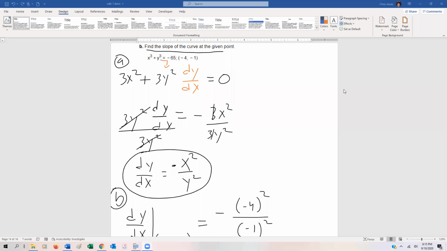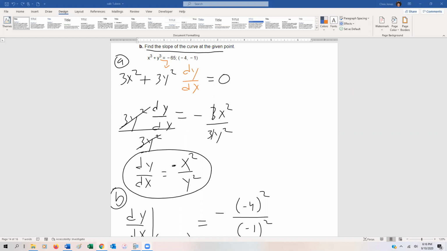Before we move on to the last two examples, I did want to show you that there is an online grapher that's really nice and easy to use that can help you to graph these relations. And so let's take a look at this one, x cubed plus y cubed equals negative 65. And you might be thinking, well, what does that even look like?